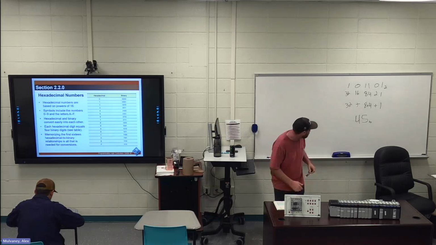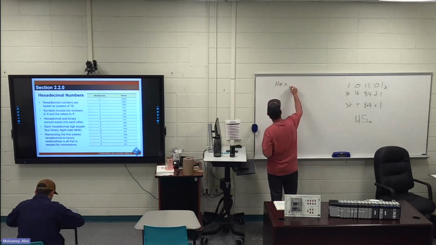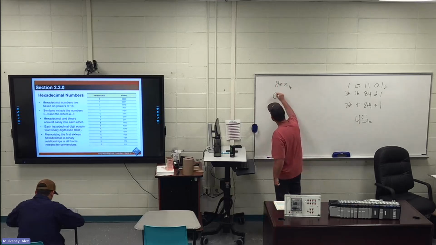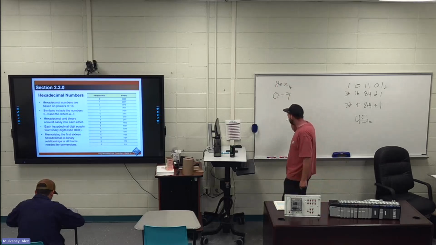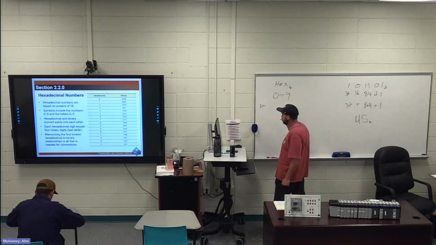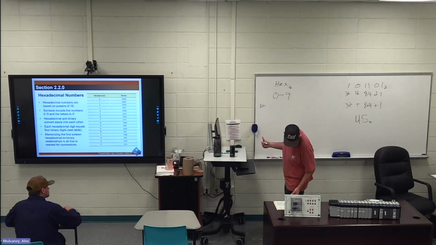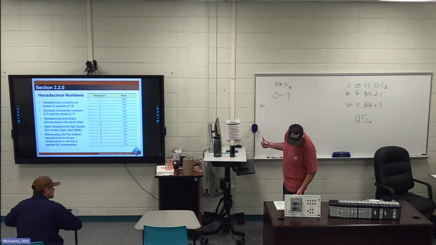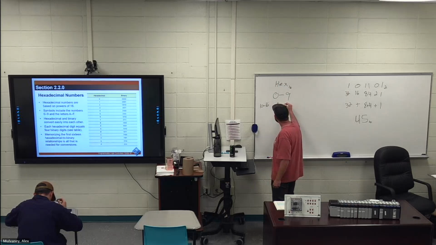Hexadecimal is going to be base 16. So 0 through 9 are just as they are, 0 through 9, and then 10 through, what is that, 16? Or is it 15? No, 16. 10 through 16 are letters A through F. So like A is 10.